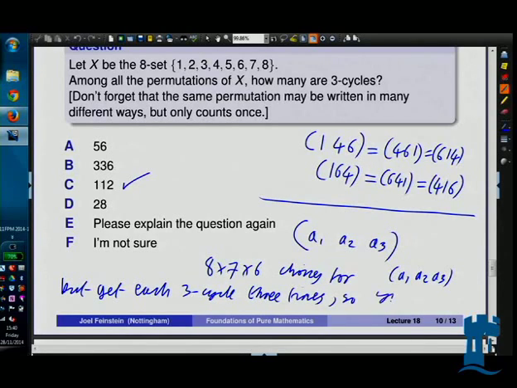So you want a third of 8 times 7 times 6 to get the correct number, and that's 112.